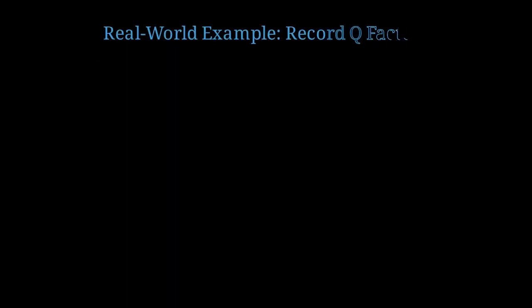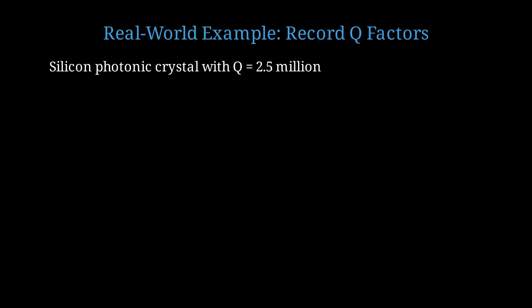Let me tell you about some real experimental achievements. In 2019, a research group demonstrated a photonic crystal slab with Q exceeding 10^6. They used a silicon photonic crystal slab with carefully optimized hole shapes. The measured Q factor was 2.5 million, limited primarily by fabrication imperfections. The line width delta lambda equals lambda over Q, which gives 1550 nanometers divided by 2.5 million equals 0.62 picometers. This is an incredibly narrow resonance.